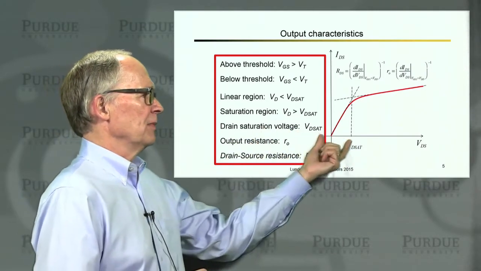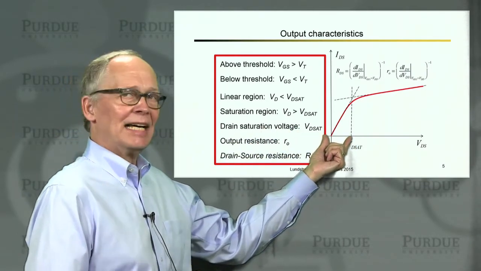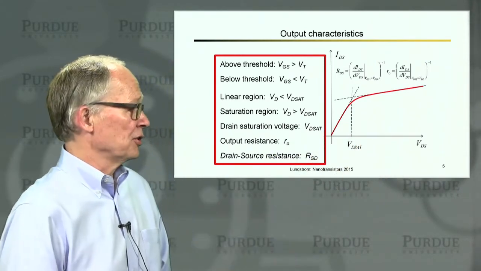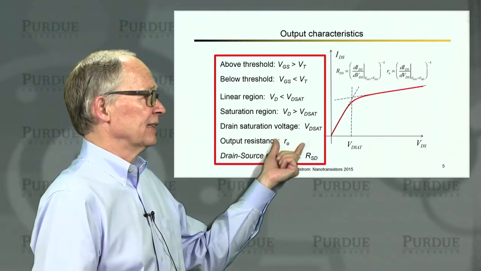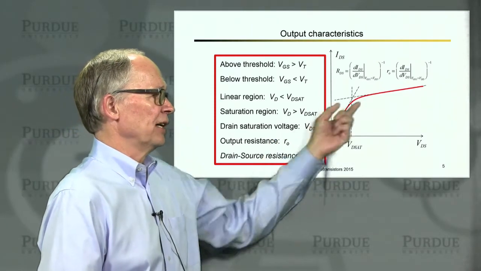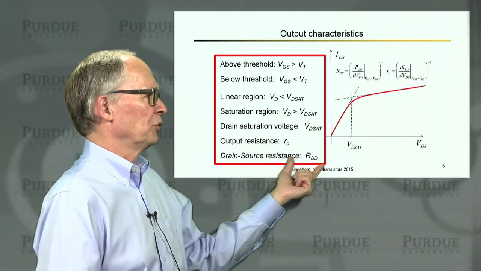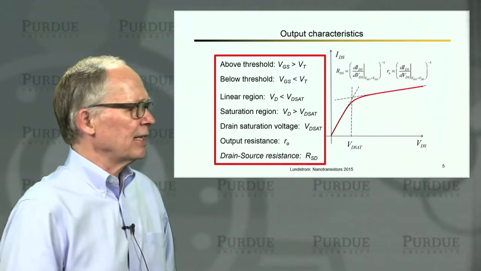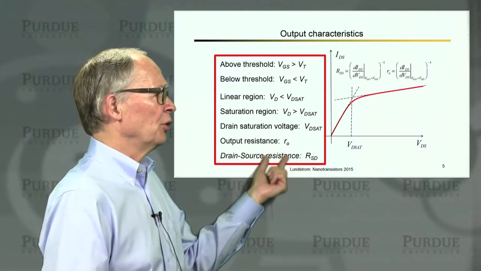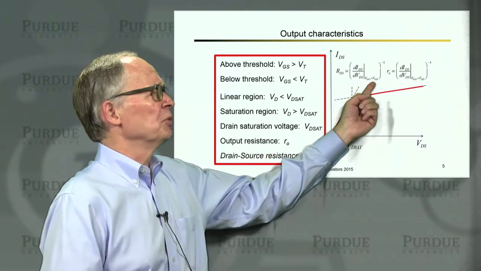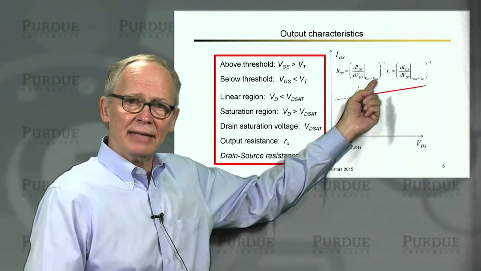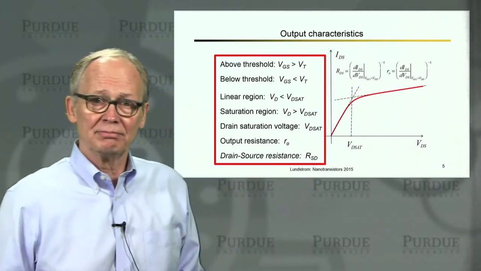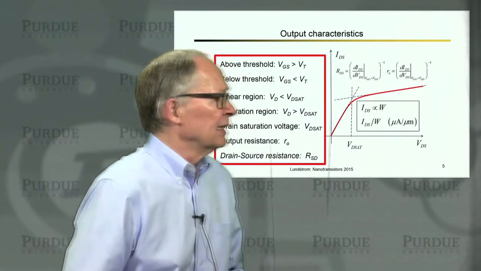The linear region is for voltages that are less than VD-sat between the drain and the source. The saturation region is for voltages that are larger than VD-sat. The output resistance is the resistance in the saturation region, and this drain to source resistance is the resistance in the linear region. Normally, when we're quoting these values, the gate voltage we'll use to do that will be the biggest gate voltage available in the circuit, which is VDD, the power supply voltage, perhaps 1 volt these days.